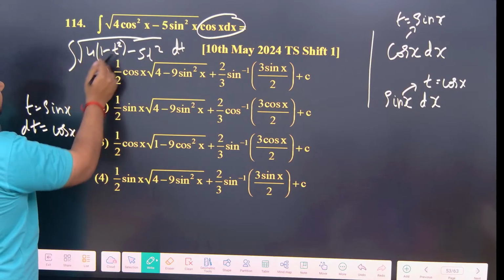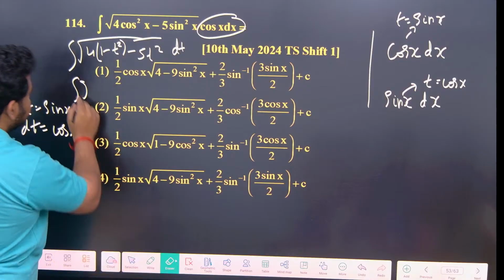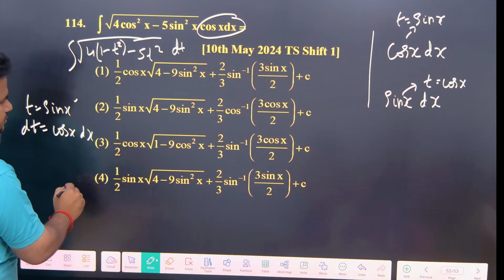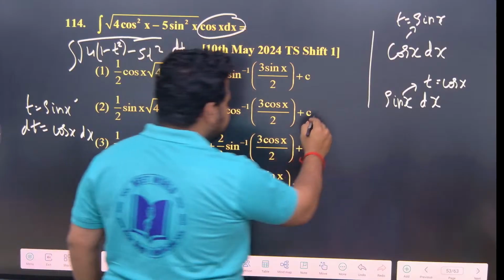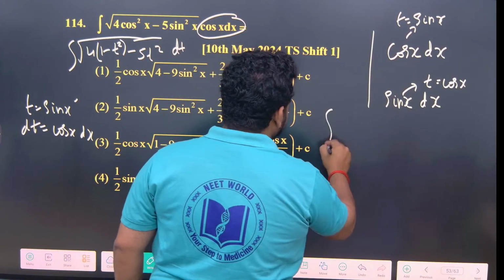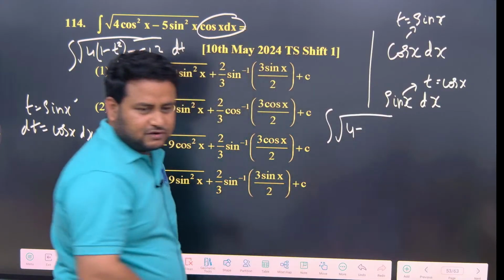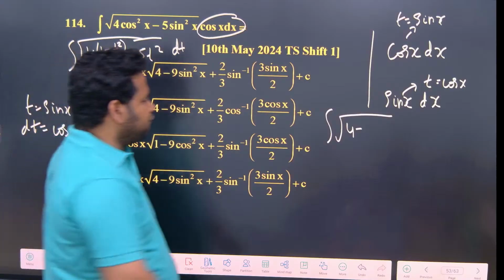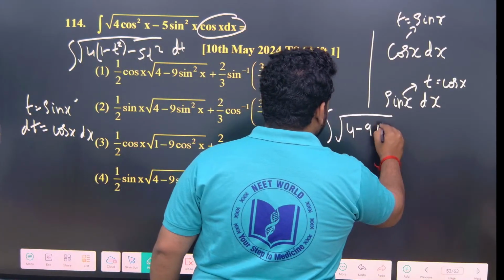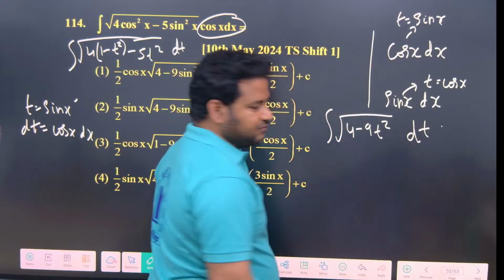Now 4 into 1 minus t square, this I can write as 4 minus 4t square. So this can be written as the integral of the square root of 4 minus 4t square minus 5t square, which is minus 9t square. So 4 minus 9t square, dt.